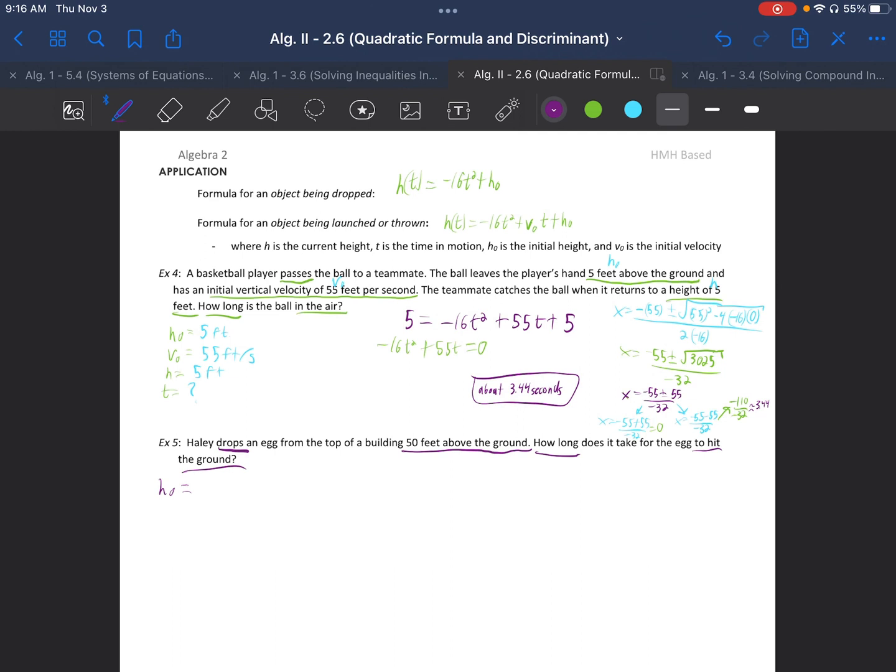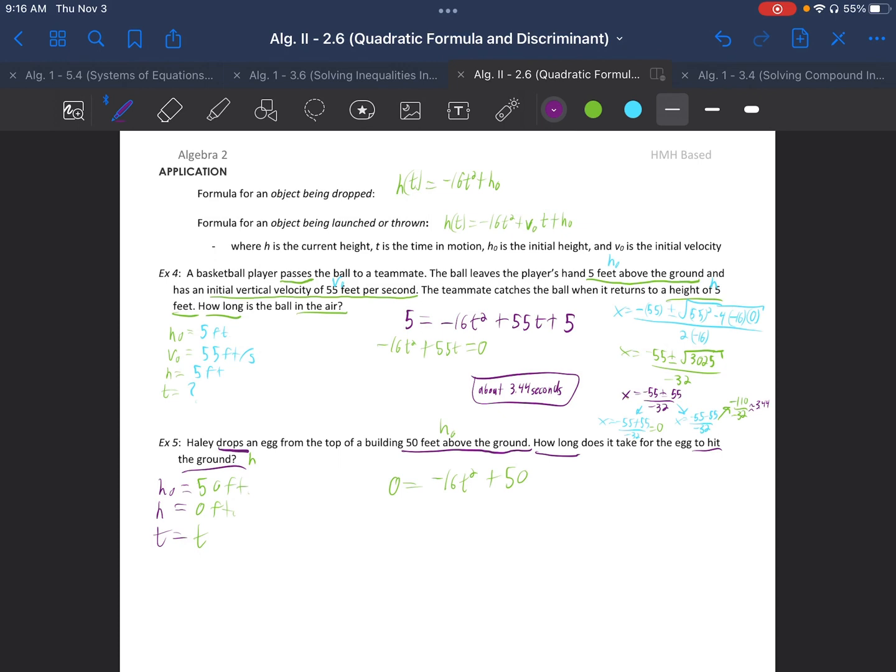In this first formula, our three things we can find are initial height, not initial velocity, we don't need that because it's not being launched or thrown, the height at a certain time that we want, and the time. The initial height is going to be the 50 feet above the ground, where it's dropped from. The ending height, when it hits the ground, is 0 feet. The time is what we're trying to figure out, t. So now we plug it into our first formula: 0 equals negative 16t squared plus 50. Put this in the quadratic formula and solve it.